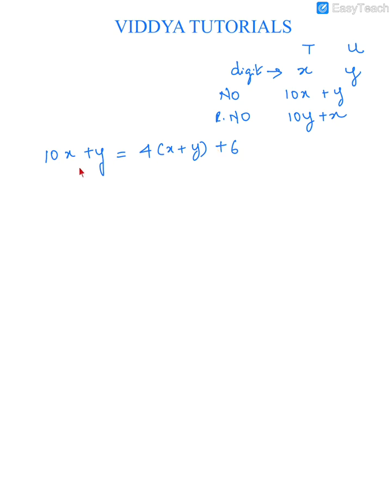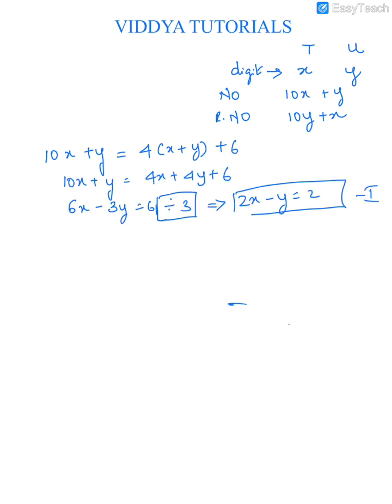So the number of 2 digits, this is my 2-digit number, exceeds 4 times the sum of the digits by 6. Now the second situation, I have simplified this equation and I have given it to you. So it becomes 6x minus 3y is equal to 6.